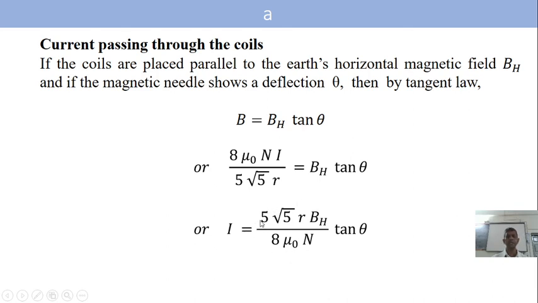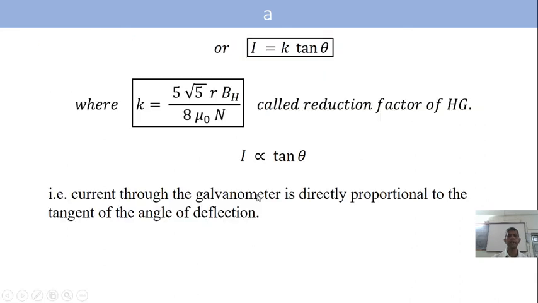See here, this can also be written as 5√5 r B_H/(8μ₀N), which can be replaced by K. Therefore, we will get I = K tan θ. Here K is called what? The reduction factor of the Helmholtz galvanometer, that is, reduction factor K = 5√5 r B_H/(8μ₀N). So from this it is clear that I is proportional to tan θ. The current to the galvanometer is directly proportional to the tangent of the angle of deflection.